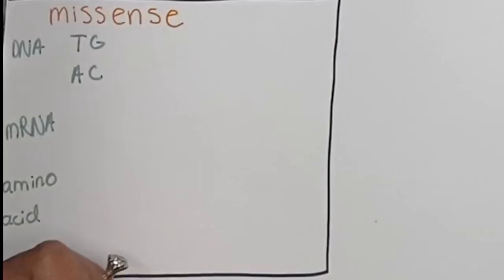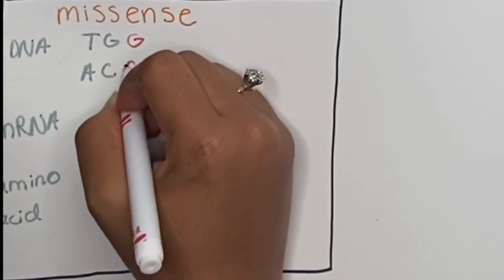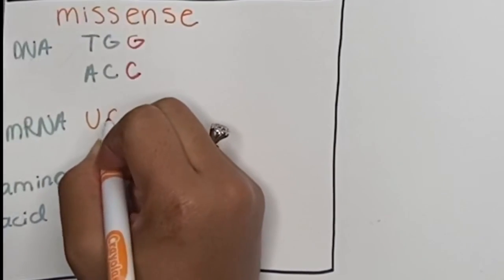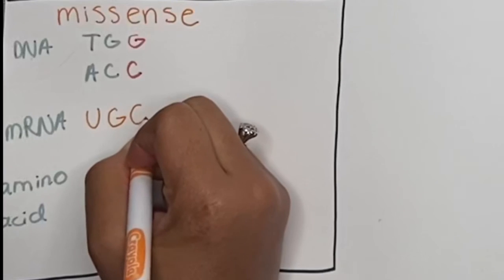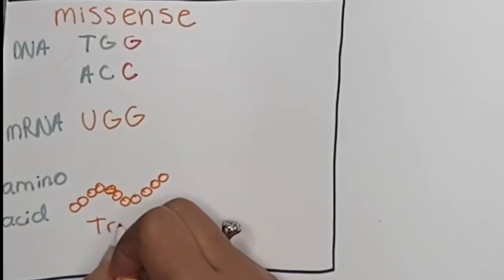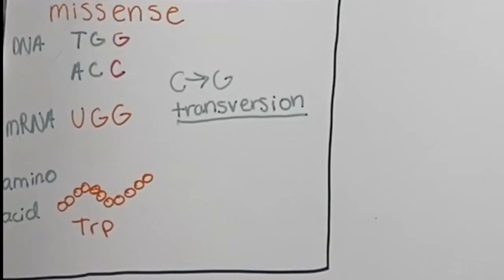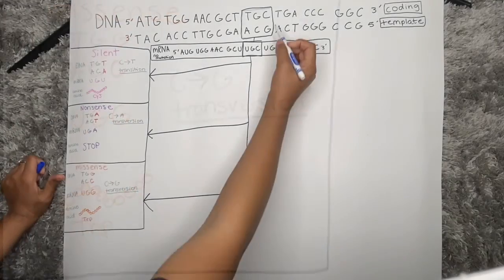Next, we have a missense point mutation. This occurs when the mutation causes a change in the amino acid. If the C in our sample DNA coding strand mutates to a G, a transversion, the resulting mRNA would read UGG. This codes for the amino acid tryptophan. This is a different amino acid than cysteine, which was coded for in our unmutated mRNA. This is why it is a missense mutation.